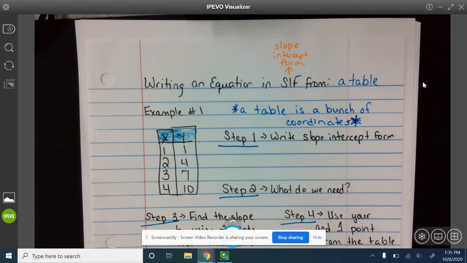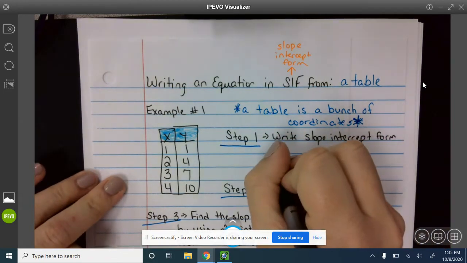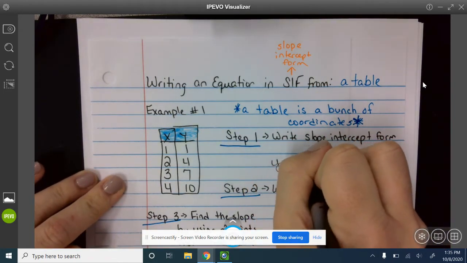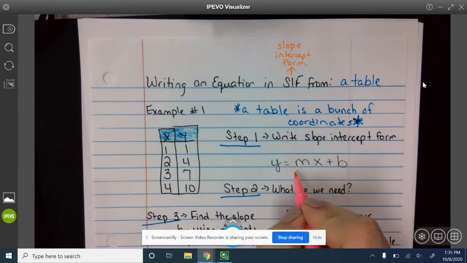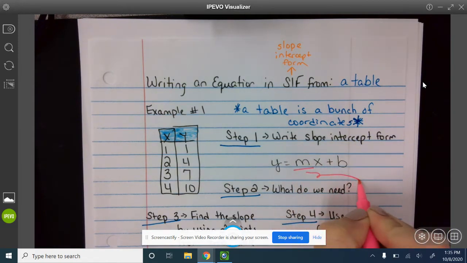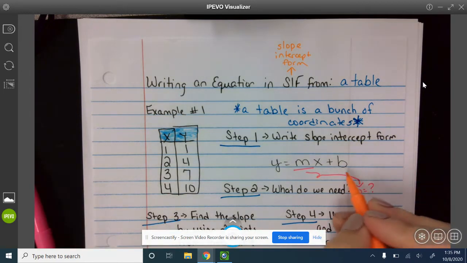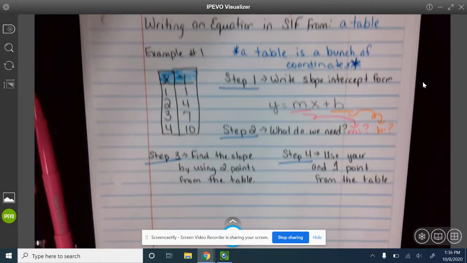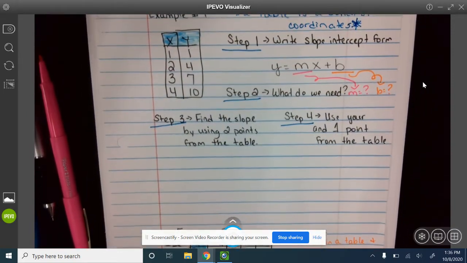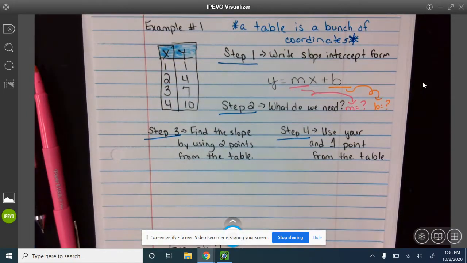So the first thing, step number 1, what you're going to do is write an equation in slope-intercept form. So y equals mx plus b. Step 2, what do we need in the end? Well, we need m equals, and we need b. We need to know what does m equal and what does b equal. So what we're going to do is find the slope between 2 points from this table.